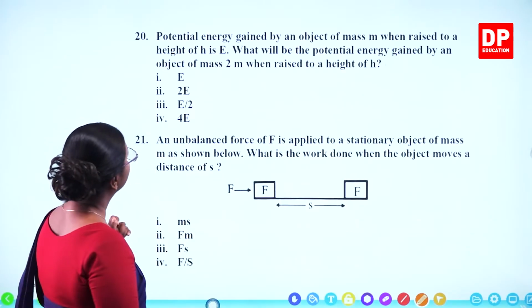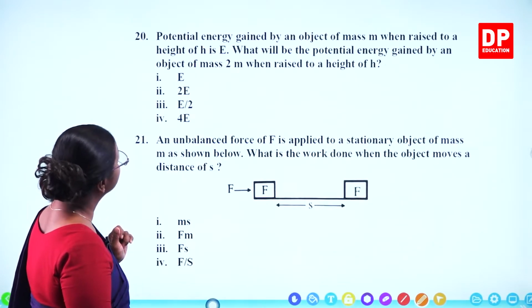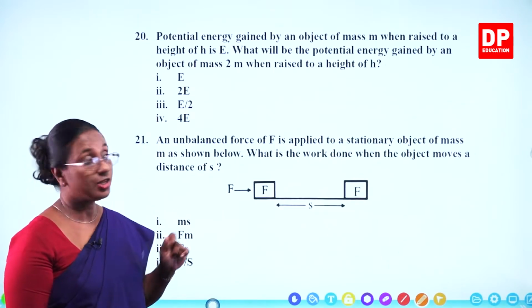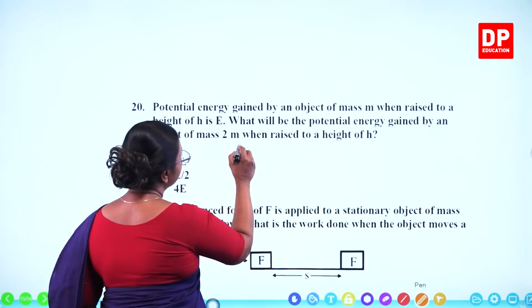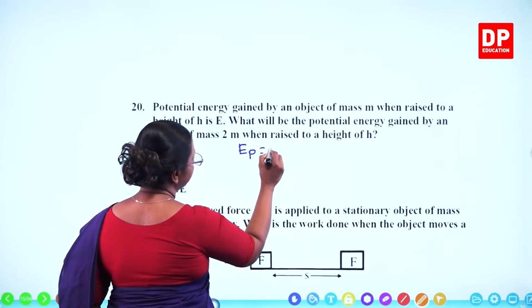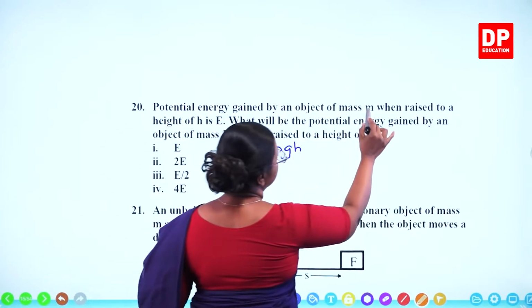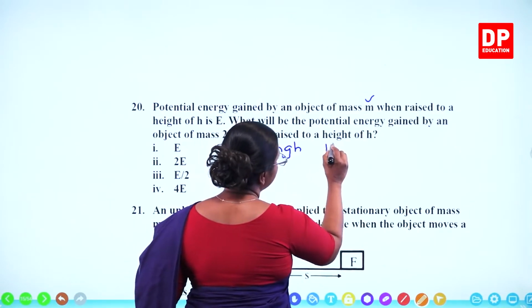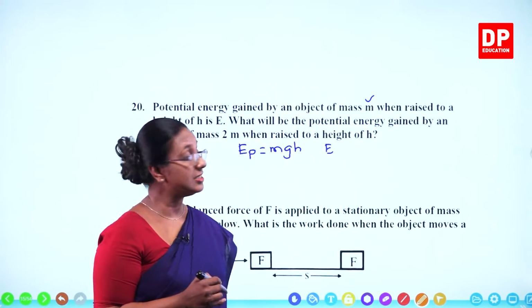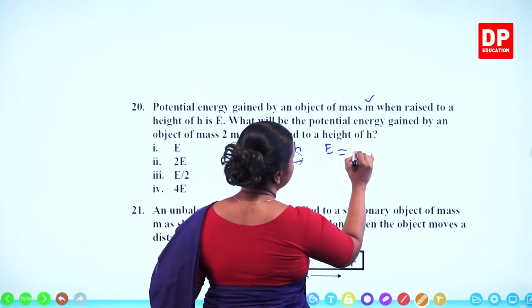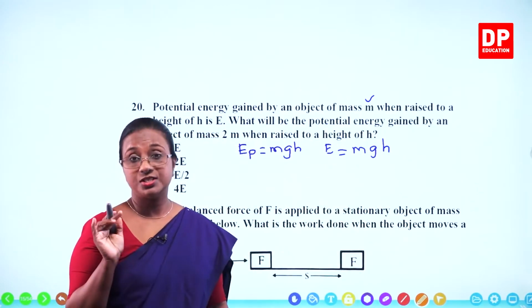E. So they have given the values. What will be the potential energy gained by an object of mass 2m when raised to a height of h? So to do this calculation, you all know the equation for potential energy. E potential equals mgh. So the first object that has a mass of m, if we use the equation, they have given you the potential energy as E, that is equal to mgh. G is gravity, that is a constant value.